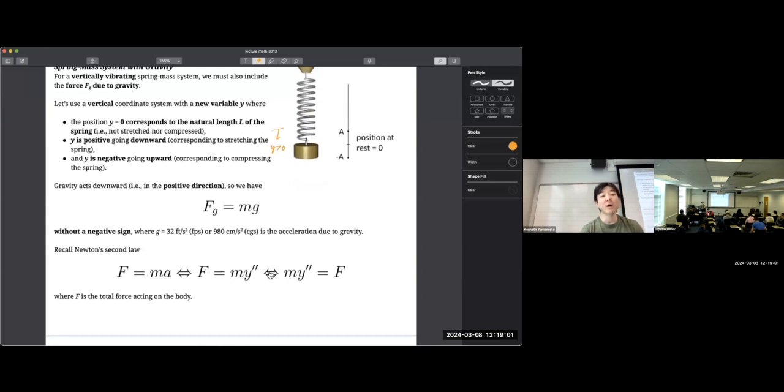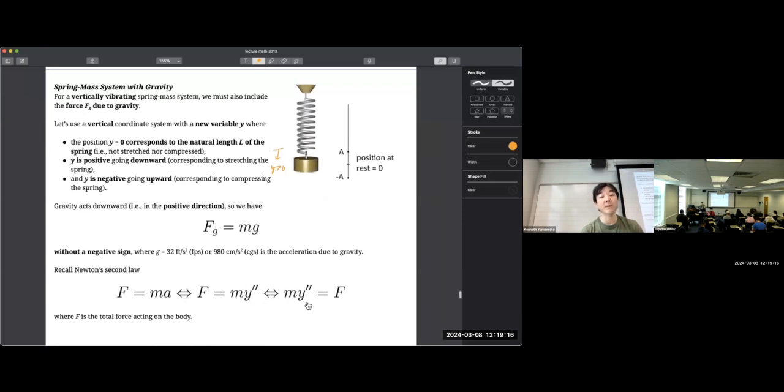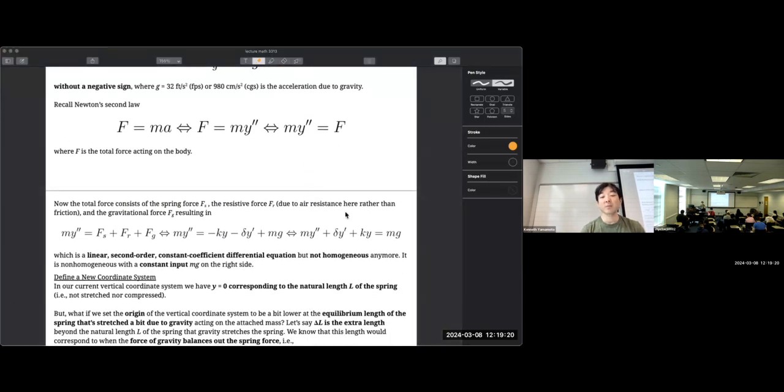So let's recall Newton's second law, F equals ma. Now we're using y as our coordinate, so that means a is equal to y double prime, and you shove the m over to the left and you get m y double prime equals F, where F is the total force acting on the body. And in this case, the total force acting on the body is going to have 3 things.